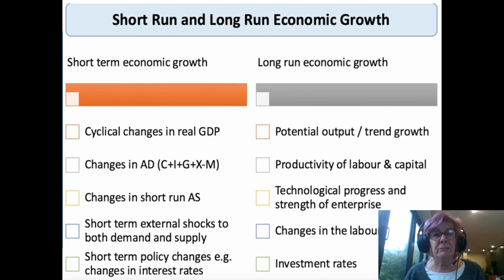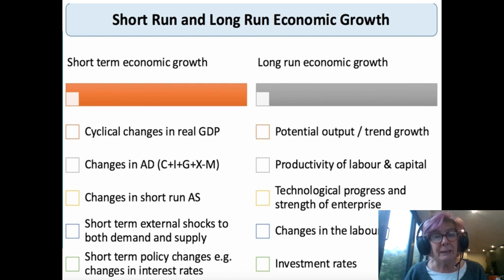So, let's just recap and summarise. Short-term economic growth tends to be cyclical. It goes up and down. And it does show us changes in real GDP, and it's mainly driven by changes in aggregate demand, whether that's consumer spending or investment or government spending or exports. It can also be driven by short-term changes in aggregate supply.